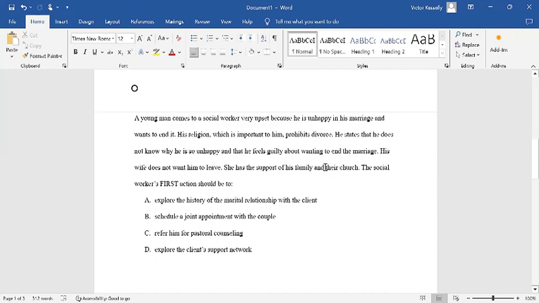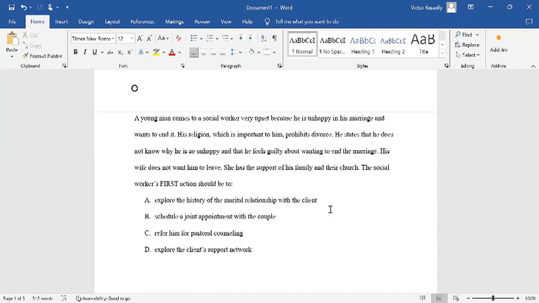The social worker's first action should be... so remember where we are. We have a young man who comes to a social worker. He's unhappy with his marriage. His religion, which is important to him, prohibits divorce. He says that he's unhappy and he feels guilty about wanting to end the marriage. His wife does not want to leave him. She has the support of his family and the church.